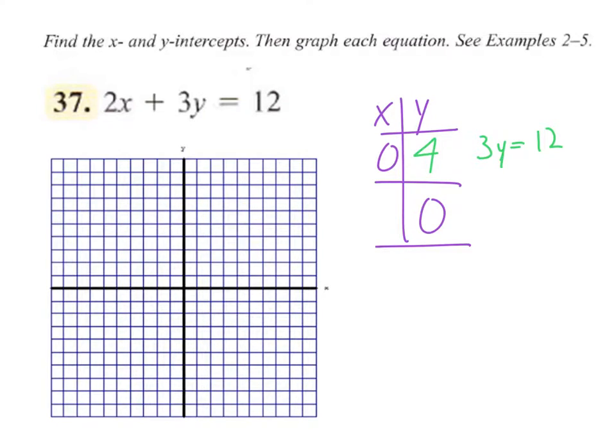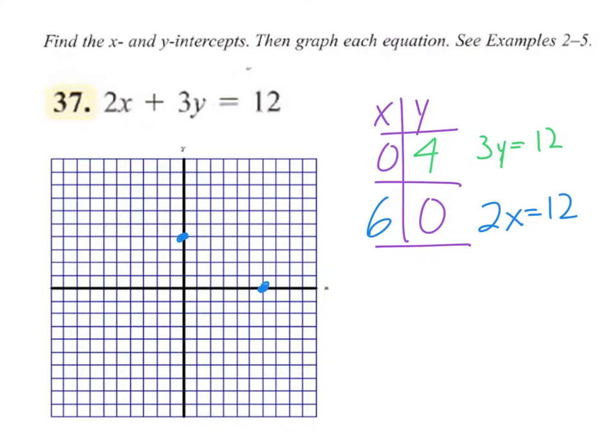Likewise, when y is 0, then we're left with 2 times x equals 12. So dividing by 2, we get x is 6. So that's why finding those x and y-intercepts is so nice, because the zeros make those terms go away. So we've got the point (0, 4) for the y-intercept and (6, 0) for the x-intercept.